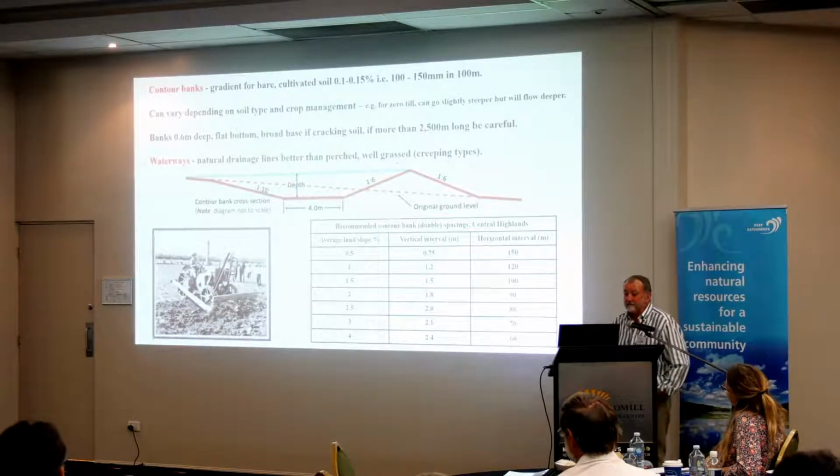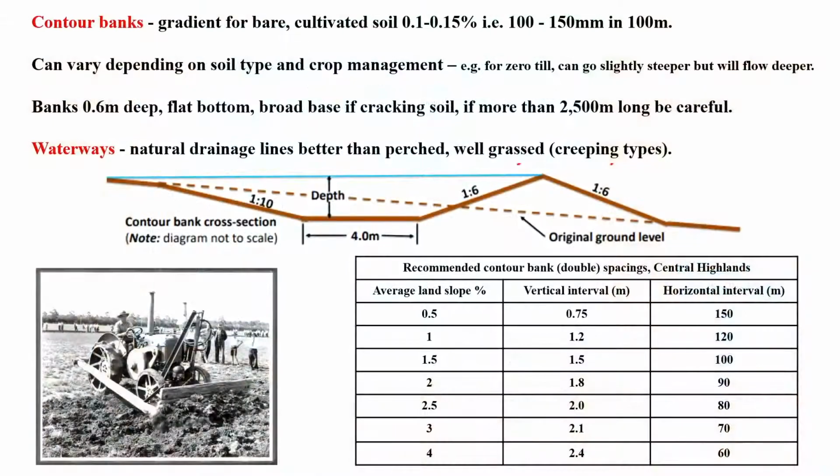Yeah, that's just some stuff about contour banks. The gradient, you don't want them too steep. We put them at 100 and 150 mils in 100 metres on most soil types. You go a bit steeper for short runs, and the more, the red soils, the more stable soils. But on brigalow country or good black soils, you wouldn't go much more than that, 100, 150 mil in 100 metres.